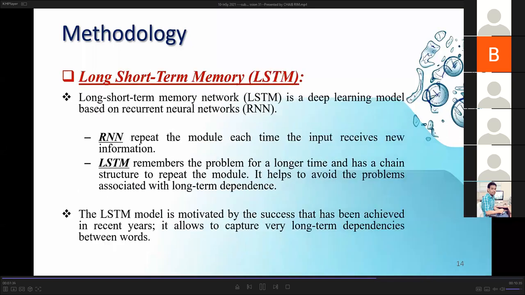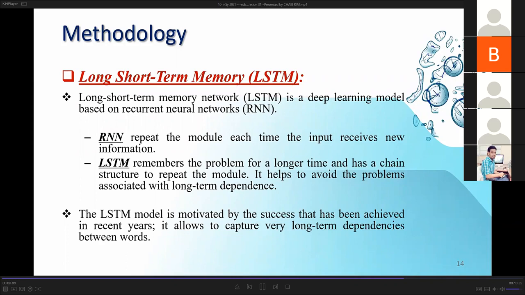Also, the LSTM neural network is adapted to classify the features generated by the GloVe model. Long short-term memory network is a deep learning model based on recurrent neural network. RNN repeats the module each time the input receives new information. However, LSTM remembers the problem for a longer time and has a chain structure to repeat the module. It helps to avoid the problems associated with long-term dependence.